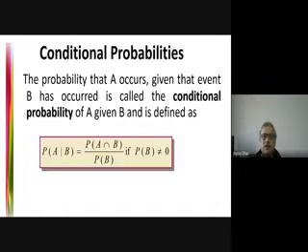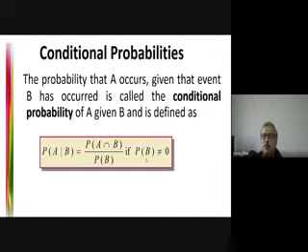Now, another very important thing in probability, because the basic Bayes' law and others are based on conditional probability, so we have to know what a conditional probability is. The probability that A occurs given that event B has occurred is called the conditional probability of A given B, and it is defined as: probability of A given B is equal to probability of A intersection B divided by probability of B, if probability of B is non-zero.